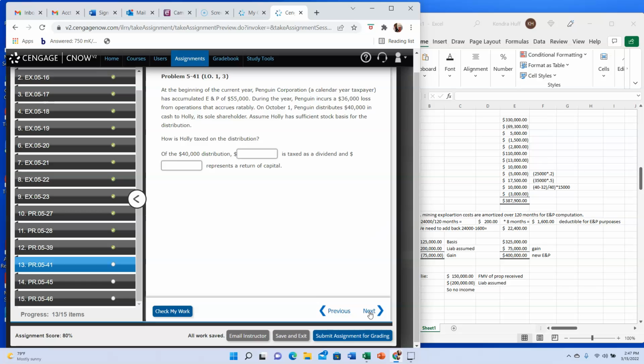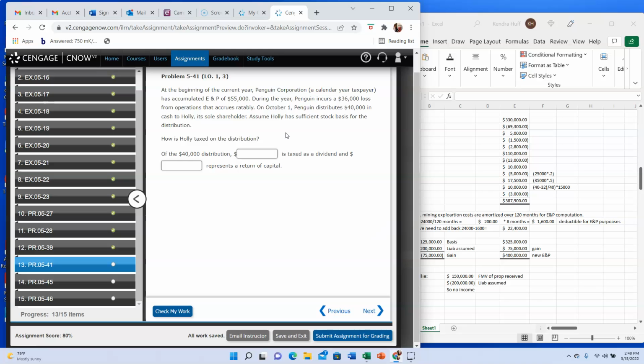At the beginning of the current year, Penguin Corp has accumulated E&P of $55,000. During the year, Penguin incurs a $36,000 loss from operations that accrues ratably. So that means evenly throughout the year. On October the 1st, Penguin distributes $40,000 in cash to Holly, its sole shareholder. Assume Holly has sufficient stock basis for the distribution. How is Holly taxed on the distribution? Of the $40,000 distribution, blank is taxed as a dividend and blank represents a return of capital.